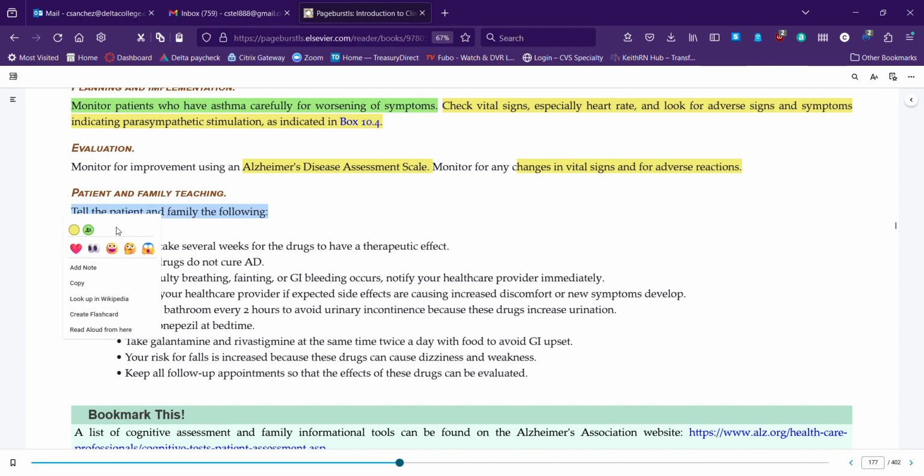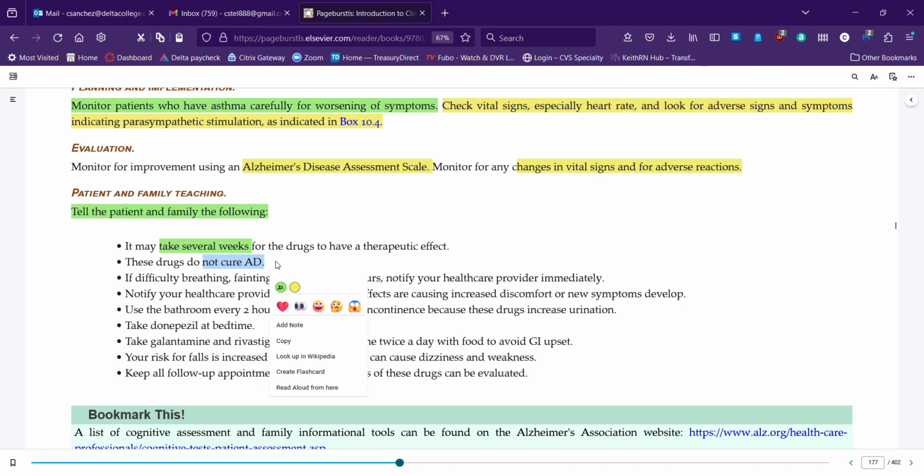So, patient teaching. Okay, so we want to let them know that it may take several weeks for therapeutic effects. Okay, so that's not going to happen overnight. The drug is not a cure. We want to make sure that they understand that.